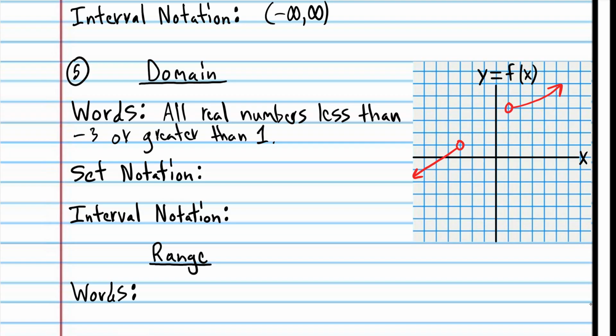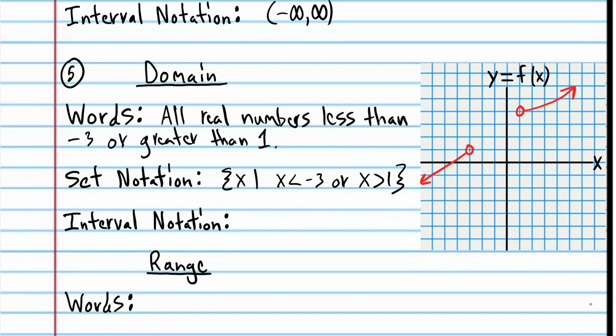So in set notation, we say the set of all x values such that x is less than -3 or x is greater than 1. And of course we get these numbers because the x value at the bound here is -3 and +1 there.